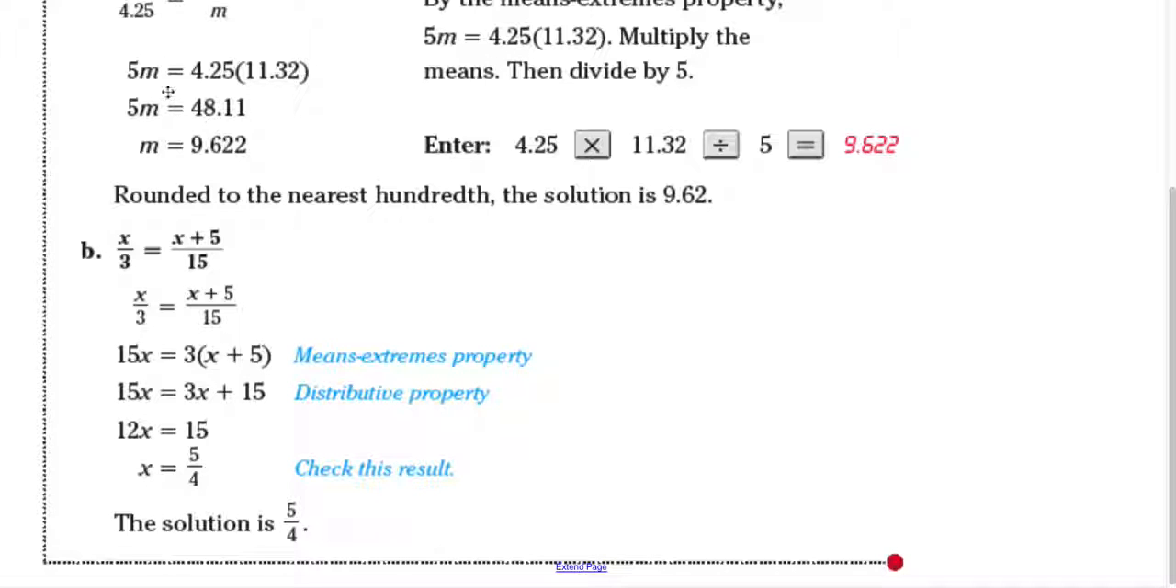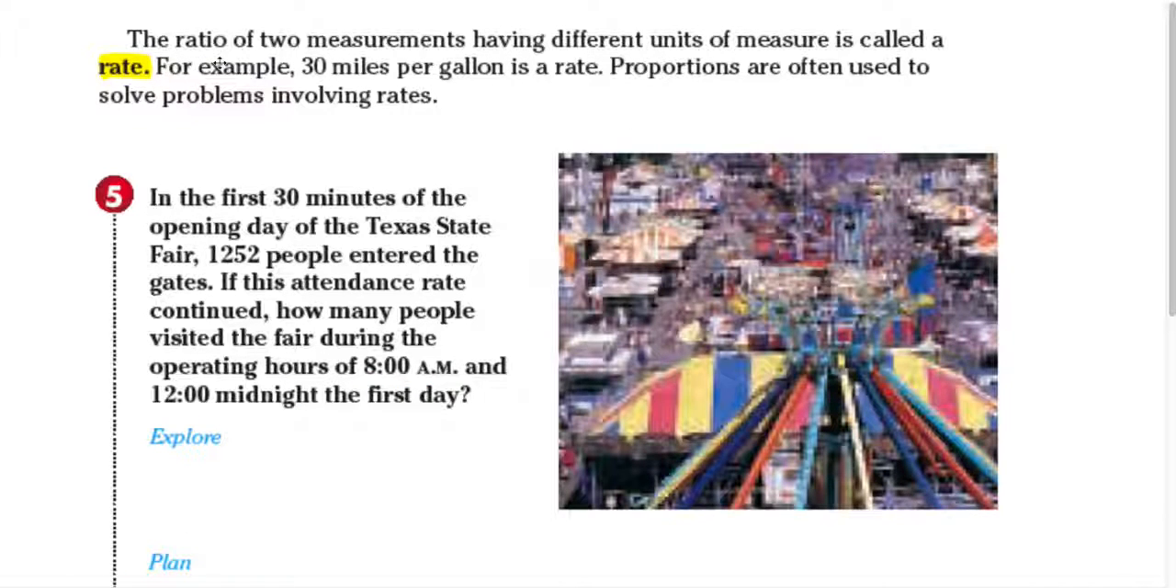The last part of this lesson involves rate. The ratio of two measurements having different units of measure is called a rate. So if you have a ratio where you have two measurements having different units, we call that a rate. For example, 30 miles per gallon is a rate. Why? Because 30 miles per gallon means per 1 gallon. You have a ratio of two measurements having different units. One is in miles, the other one is in gallons. So proportions are often used to solve problems involving rates.